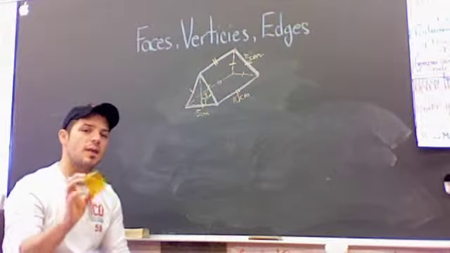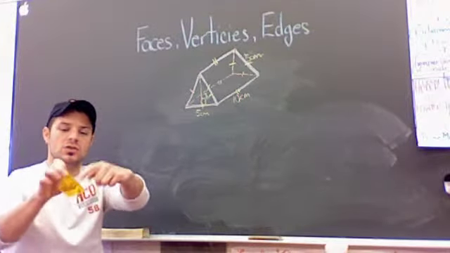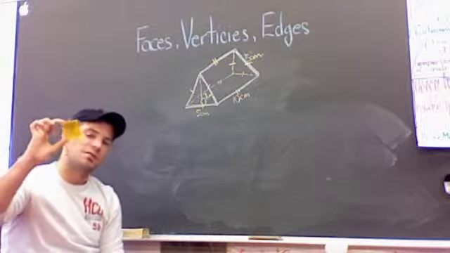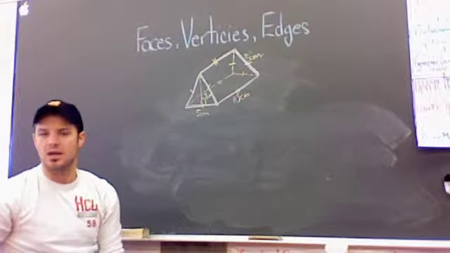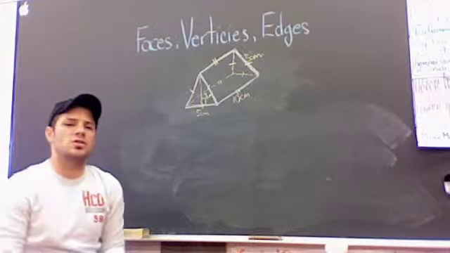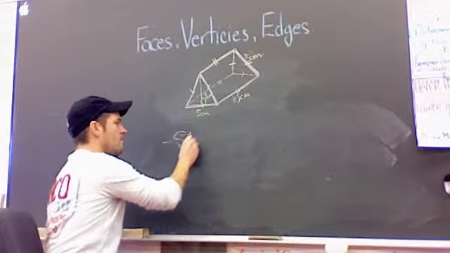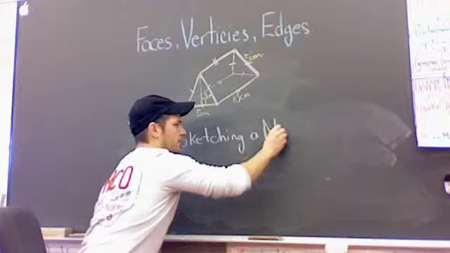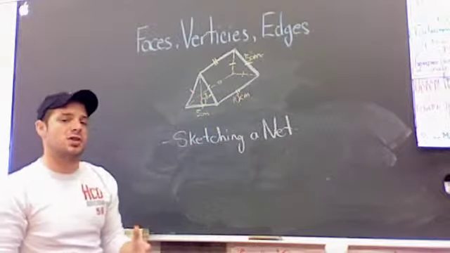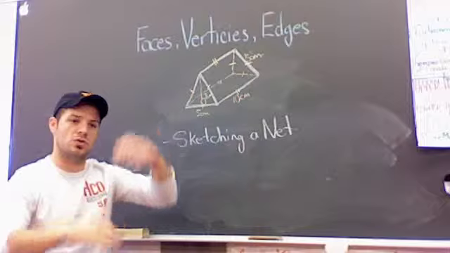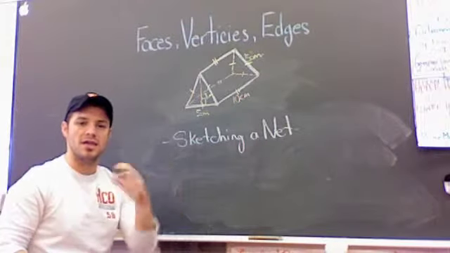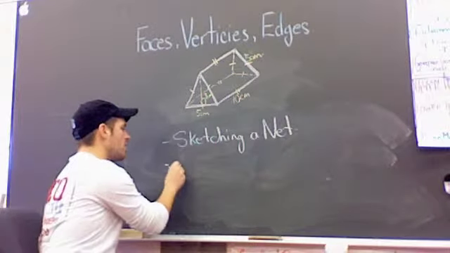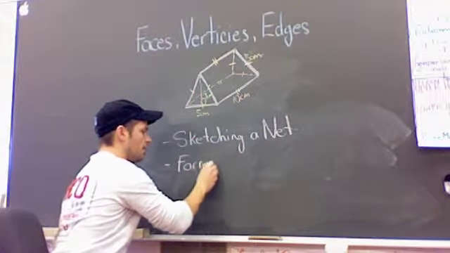Okay, so just a quick recap with the triangular prism, we have 1, 2, 3 rectangles, and we have 1, 2 triangles. We have to find the surface area of all of these things. Now there's a good number of ways you can do this, okay? You can do it by sketching a net. If you sketch a net of the shape, what you'll have is 3 rectangles and 2 triangles. You can find the surface area of each, add it up, and then you've got the surface area of the shape. Another way you can do it is by using the complex formula.